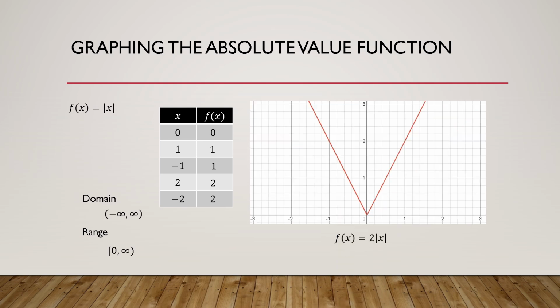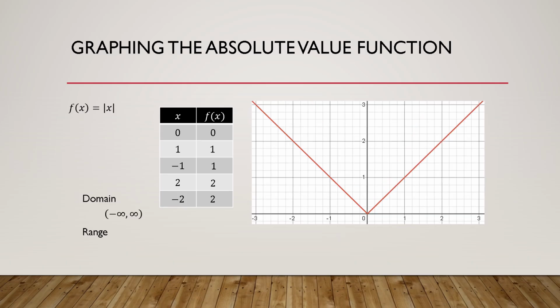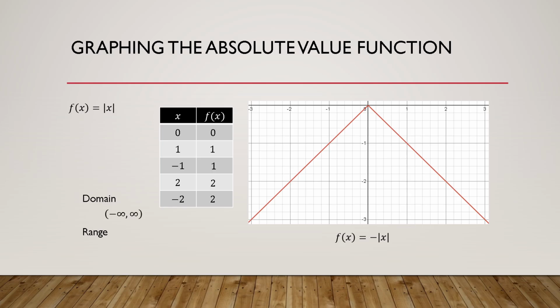Multiplying the absolute value function, as in 2 times the absolute value of x, vertically stretches the graph by a factor of 2, and multiplying it by a number between 0 and 1 would vertically compress the graph. This action does not change the range. f of x is equal to negative the absolute value of x reflects the graph across the x-axis. The range of this function is from negative infinity to 0.